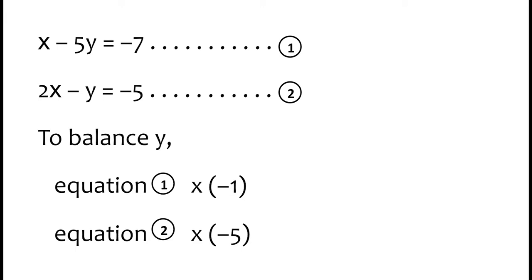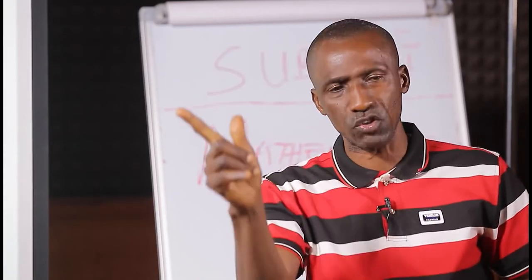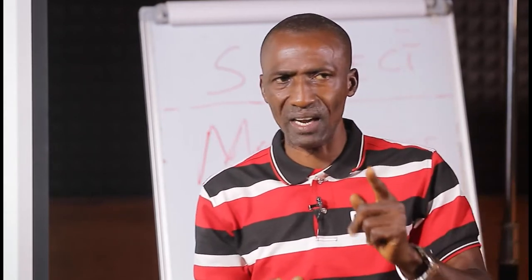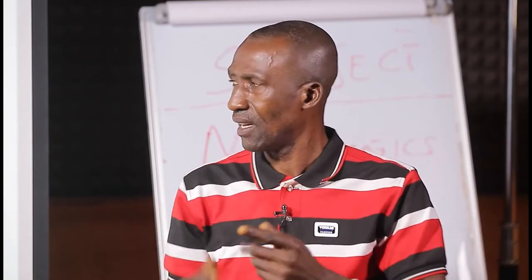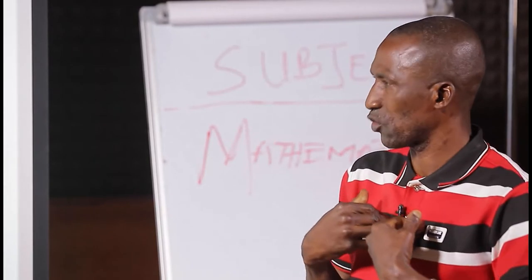Also, the coefficient of y in equation 1 is minus 5, and the coefficient of y in equation 2 is minus 1. They are also not the same. That also shows that y is not balanced. So now, recall the first law, which says make sure the equations are balanced. Now, I choose to balance y.